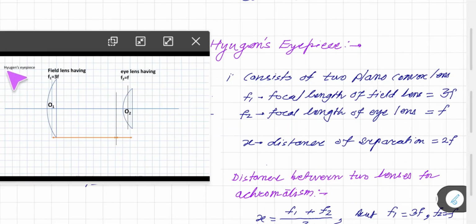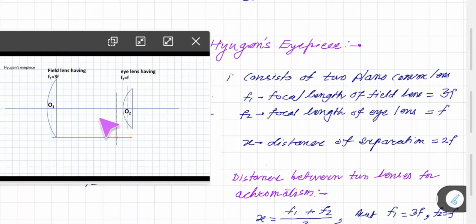Now let us consider another commonly used eyepiece, that is the Huygens eyepiece. Here, about its construction, from the figure it is clear that again there are two plano-convex lenses, but in this case the curved surface of the field lens is towards the object, and similarly the curved surface of the eye lens is towards the field lens.